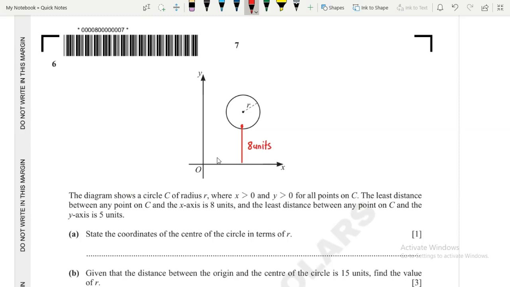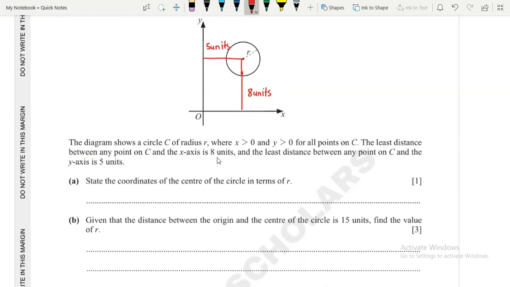And the least distance between any point on C and the y-axis is 5 units. So this will be 5 units. State the coordinates of the center of the circle in terms of r. So r will be this radius. It is constant throughout the circle. So we can write the x coordinate as 5 plus r, and the y coordinate will be 8 plus r.